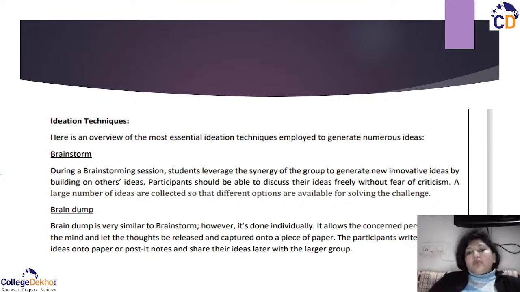Participants should be able to discuss their ideas freely without fear of criticism. So a large number of ideas are collected so that different opinions are available for solving the challenge. Suppose you have a problem, different participants are going to give you different ideas for solving that particular problem, right?